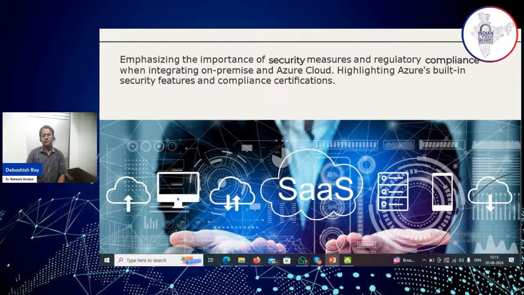You have to emphasize the importance of security measures as well as regulatory compliance when integrating on-premise and Azure Cloud. So highlight Azure's built-in security features and compliance certifications. So if you are moving data, you have to ensure that nobody is tampering with the data, nobody is hacking that, nobody is stealing your data. So in that case, security is paramount.